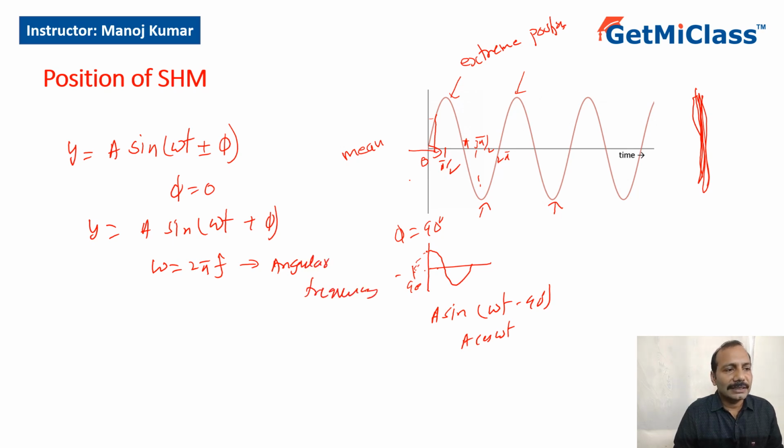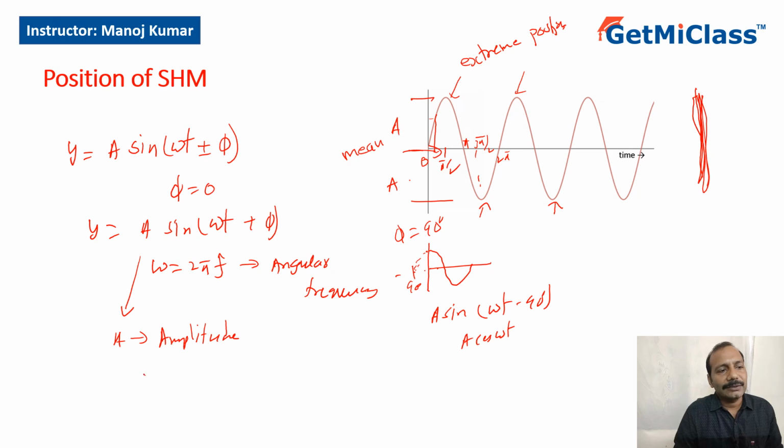Right? So omega is given by 2 pi f and it is known as angular frequency. So position depends on the initial phase, angular frequency, and A. What is this A? This A is amplitude. And what is amplitude? Amplitude is maximum displacement from mean position. Here this would be A.